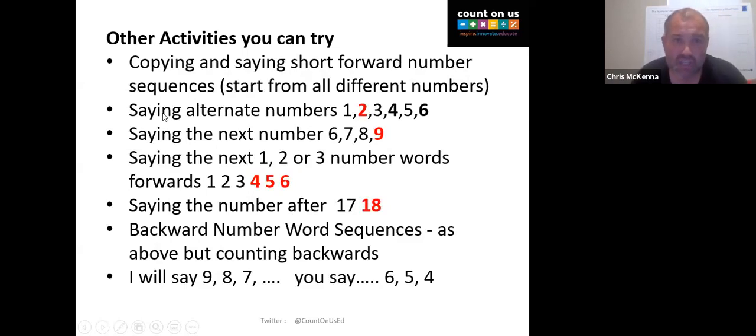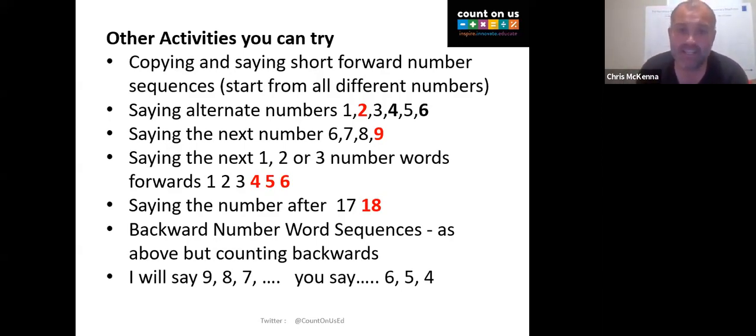Other activities you can try: we can copy and say short forward number sequences, starting from different numbers. So I might go 6, 7, 8, and you repeat it, 6, 7, 8. Or we could count together. I'll count one number, you say the next number. So I'll go 1, you say 2, I'll say 3, you say 4, 5, 6. So you can do alternate counting and stuff like that.